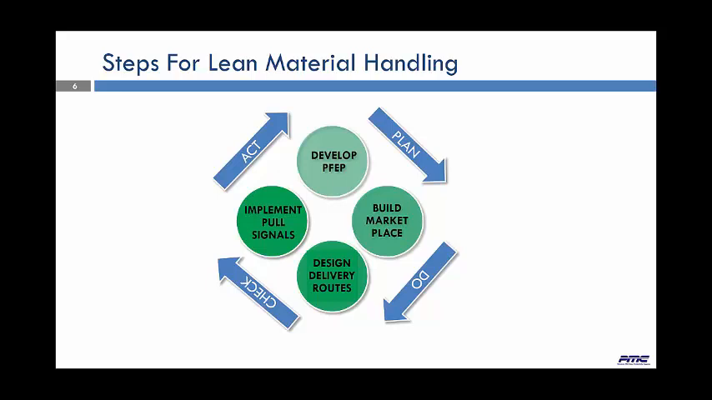So these four things are very important, especially for lean material handling: developing the PFAP, building the marketplace, designing your routes, and, once you design your routes, how you want the route signals to be implemented, or how you want the materials to move from the warehouse to the assembly or to the stations.